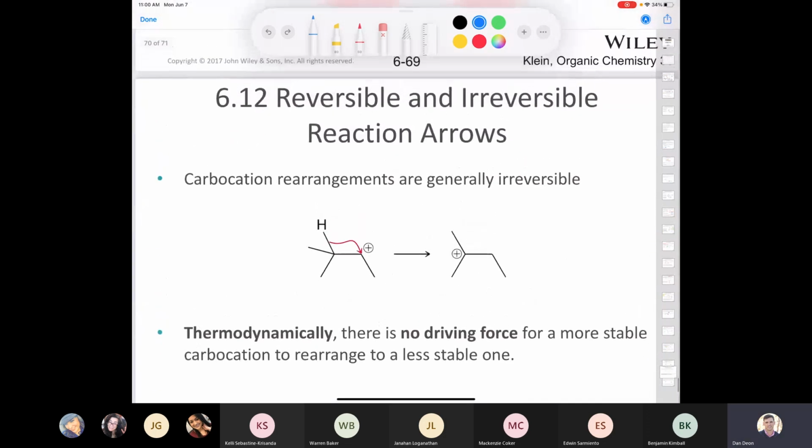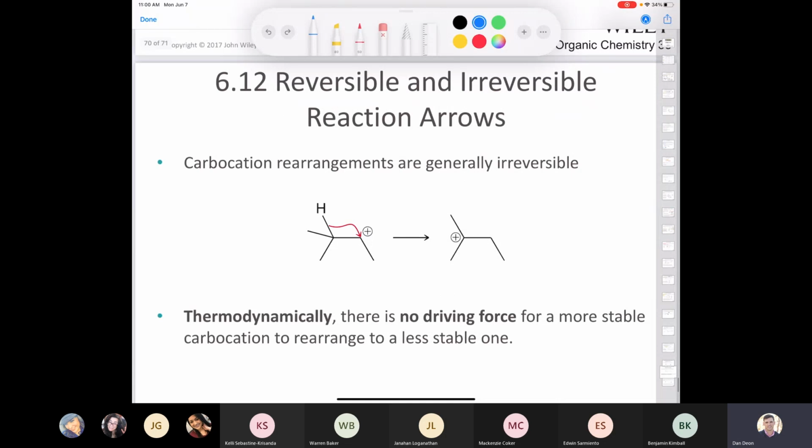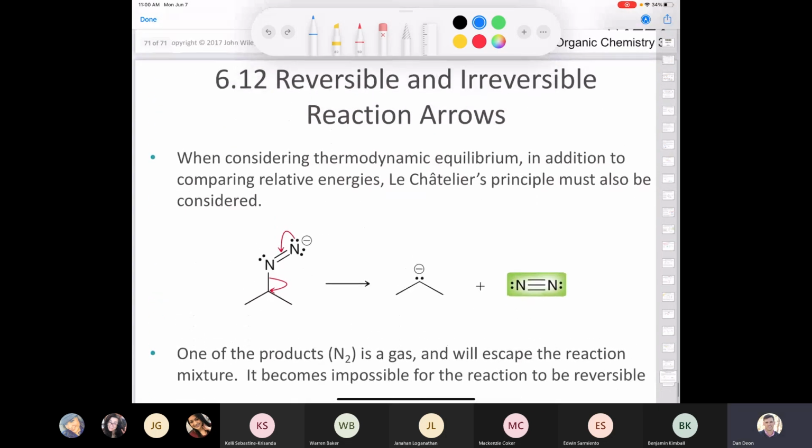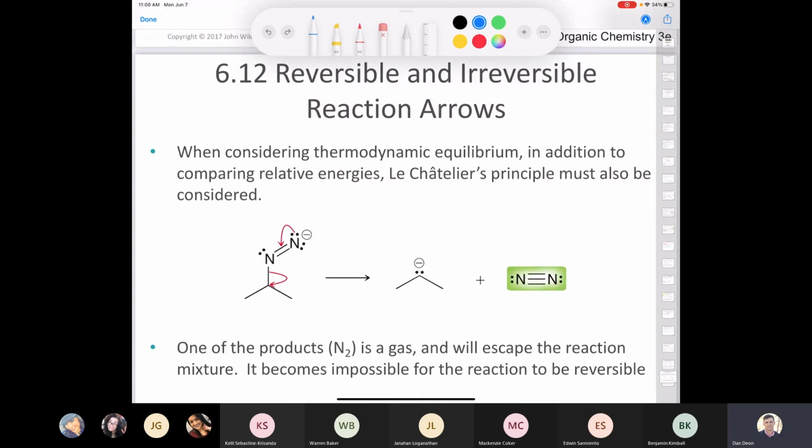And carbocation rearrangements are irreversible, because you're making something that's so much more stable. So there's no driving force for it to go backwards. So that's that. And this is just kind of a last slide. It's not an aside or anything, but if you're thinking about thermodynamics and comparing relative energies, that's great, but you've also got to think of Le Chatelier's principle, okay? What's Le Chatelier's principle? That when a system experiences a disturbance in concentration, temperature, or pressure, it's going to respond to restore a new equilibrium state.